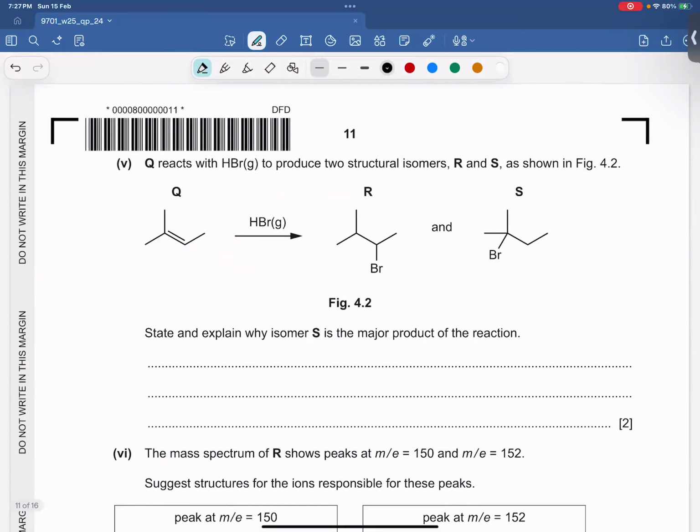Next, Q reacts with HBr to produce two structural isomers R and S as shown in the figure. State and explain why isomer S is a major product of this reaction. So technically, we are going to get two different carbocations as a result of breaking of the pi bond.